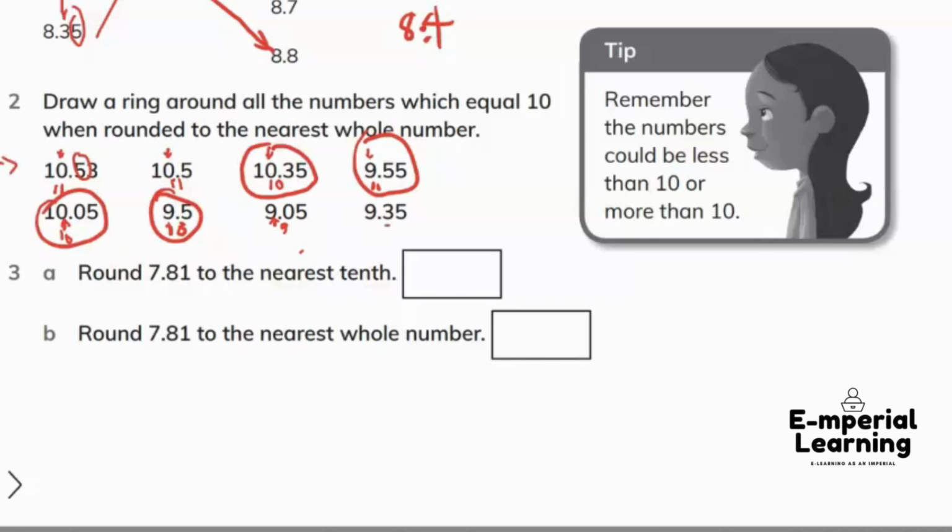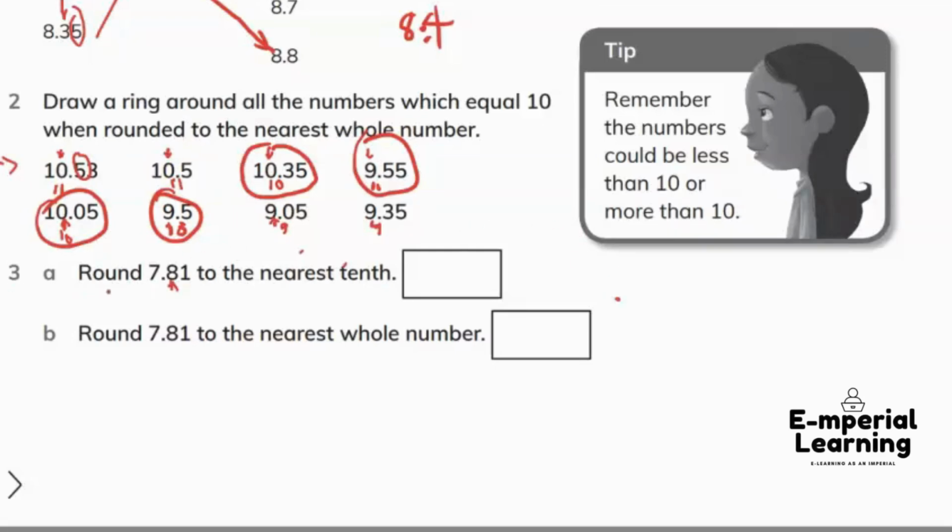We have a 9.35 over here. 9 is the nearest whole number. 3 is a weak number, and so it becomes negligible, and so this becomes a 9, and so this is also not part of our answers. So our answers here are what? 10.35, 9.55, 10.05, and 9.5. Okay.